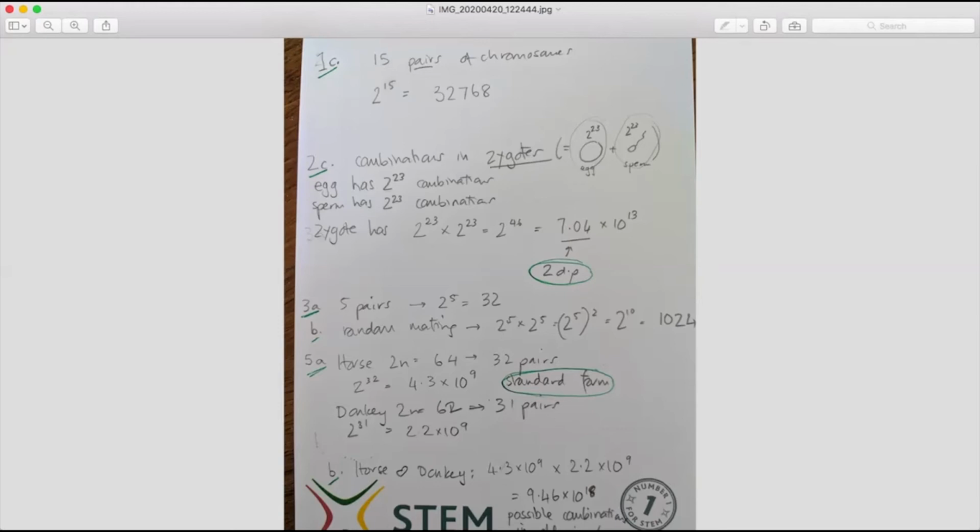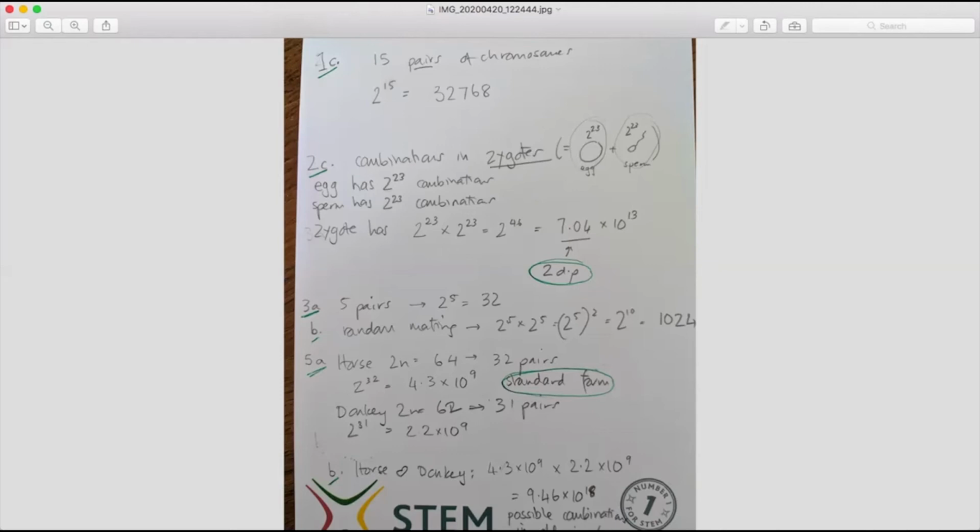And then in question 5, question 5A wanted you to work out the possible combinations, first for the horse, then for the donkey. So here's the horse, here's the donkey. 2n is the total number of chromosomes in a diploid cell. So if there are 64 chromosomes, that means there are 32 pairs of chromosomes. So in order to work out the possible number of combinations, it's 2 to the power of 32, which is 4.3 times 10 to the power of 9.